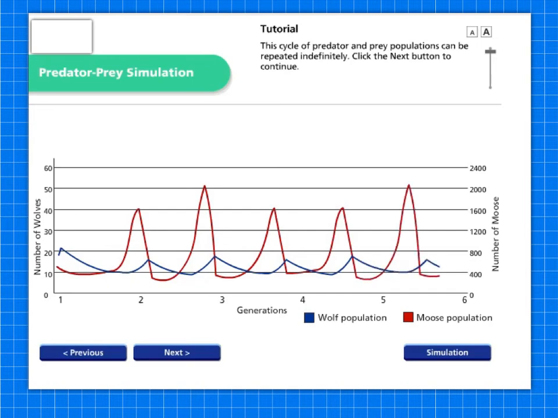The reason being is this cycle repeats itself, but you can see that moose numbers will increase when wolf numbers decrease because they've had a lack of food and therefore numbers are decreased. And then moose numbers decrease when the number of predators increase. And it keeps going in that cycle.